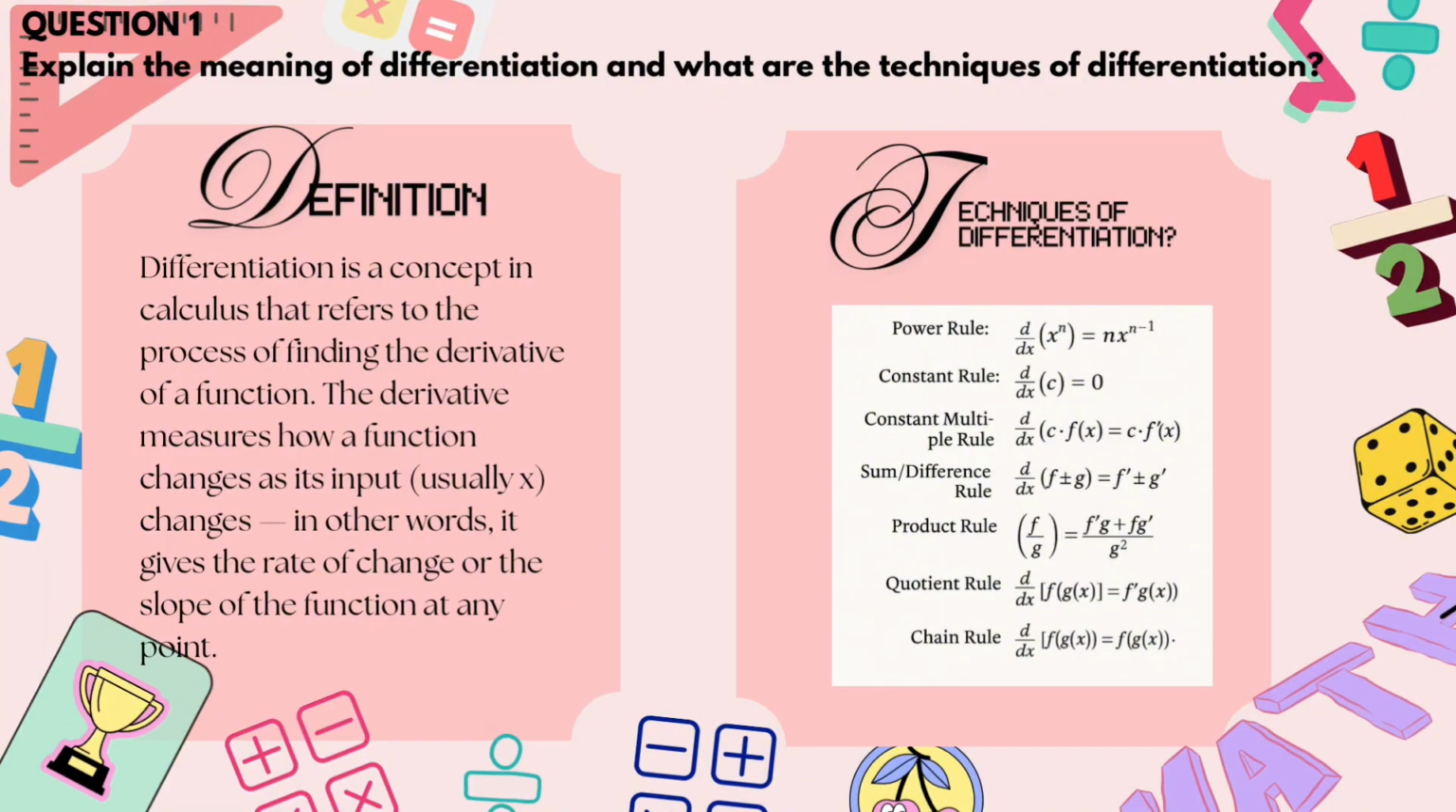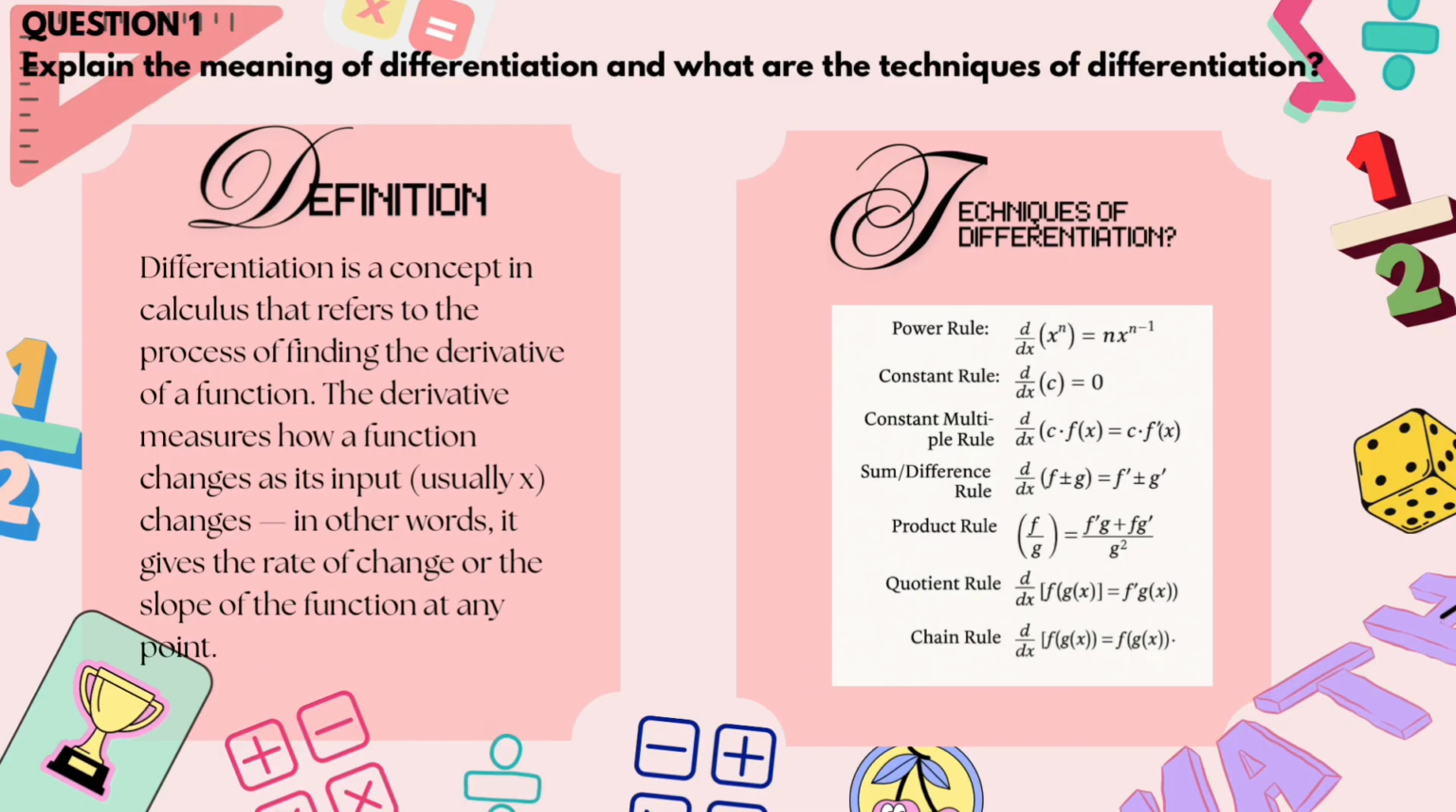Number 4 is the sum or difference rule. If you have a function that is made by adding or subtracting other functions, you can find the rate of change of each part separately and then add or subtract those results.